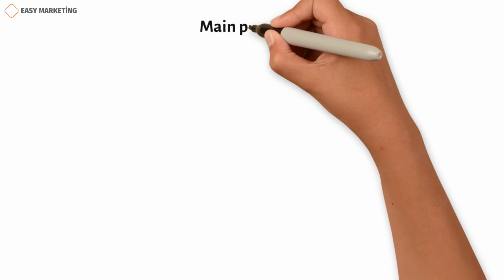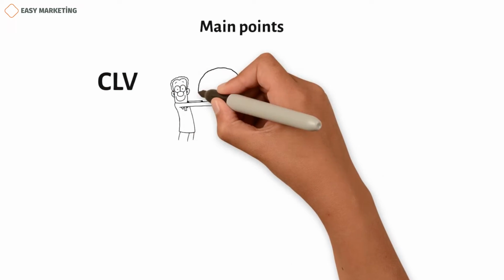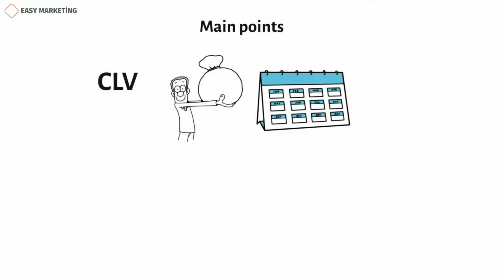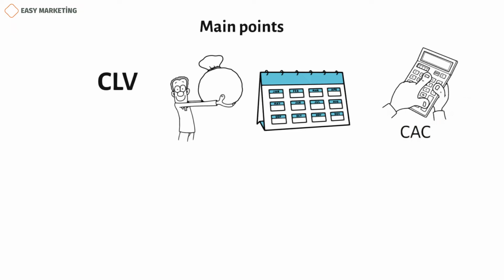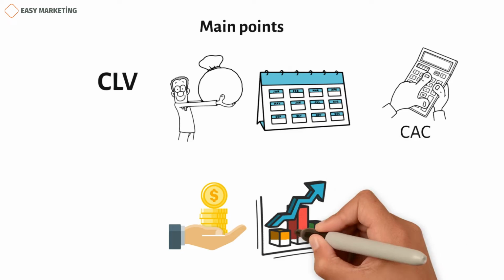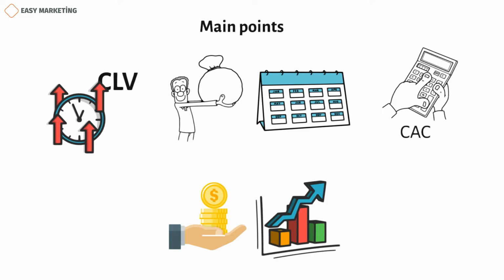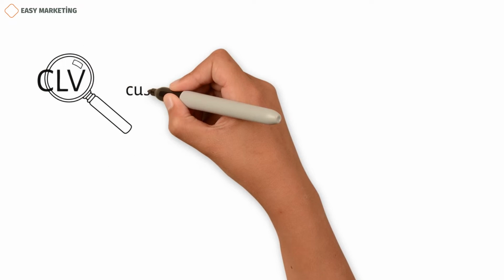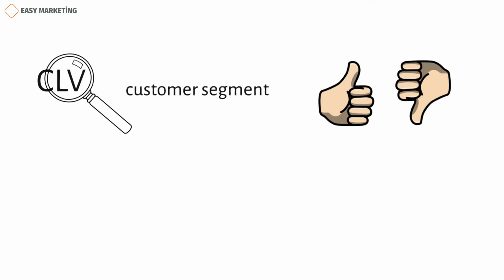Main points. Customer lifetime value, or CLV, is a way to measure how much money a customer brings in over the course of their entire relationship with a company. Calculating CLV in relation to CAC is a quick way to figure out how profitable a customer is and whether or not your business could grow in the long run. CLV can go up over time if a company uses a variety of marketing strategies. By looking at CLV by customer segment, you could learn more about what is and isn't working for your business.